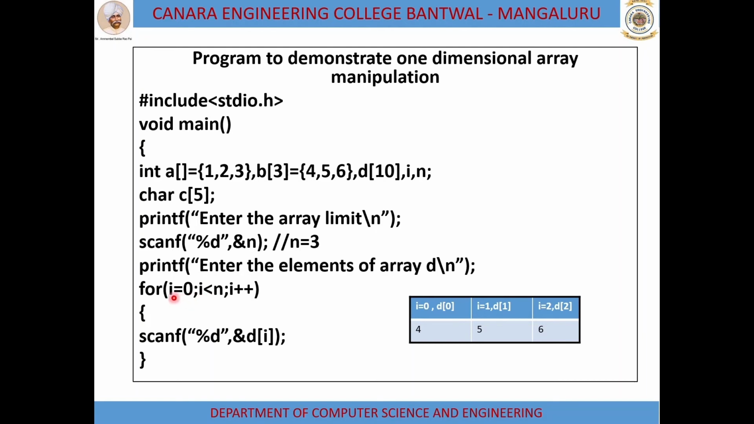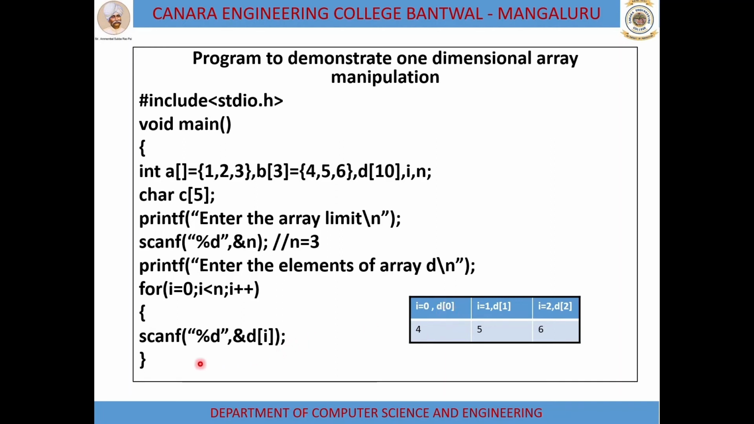Initially i will be initialized to 0, and it will check the condition: i is less than n, i is 0, n is 3. So 0 is less than 3 is true, so it will enter the for loop. Now scanf %d comma ampersand d of i. The first value you specify will be stored in d of i, that is d of 0. For example, I give input as 4, that will be stored in location d of 0.